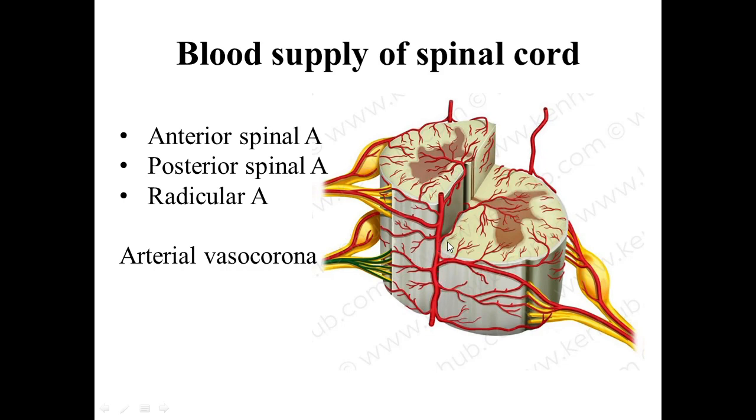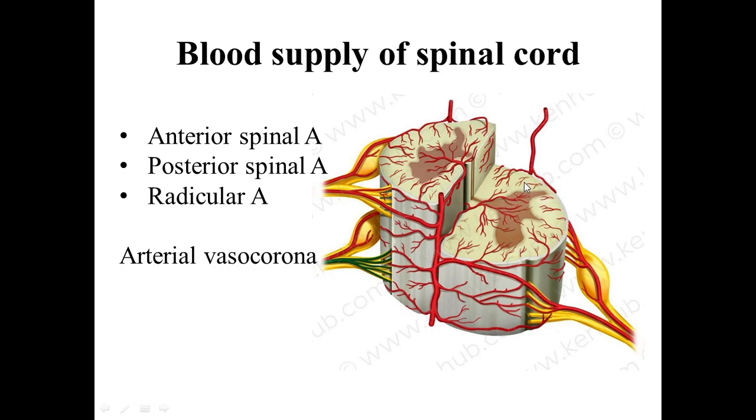The anterior spinal artery is formed by joining the two spinal branches of two vertebral arteries, and it is situated in the anterior median fissure. Then there are two posterior spinal arteries, and they are situated in the posterolateral sulcus. These posterior spinal arteries are the branches of the vertebral artery or posterior inferior cerebellar artery.